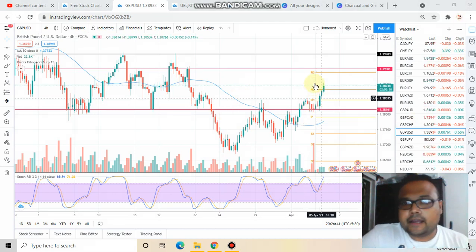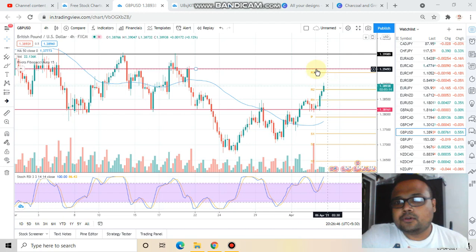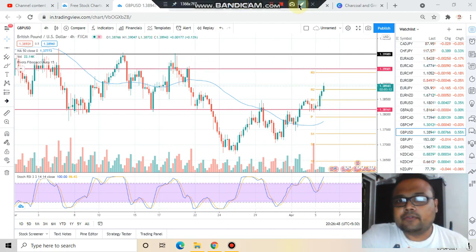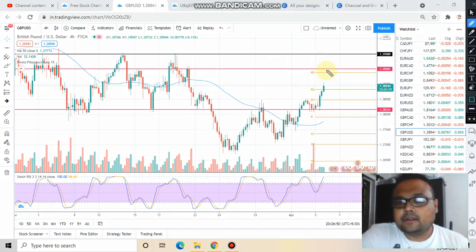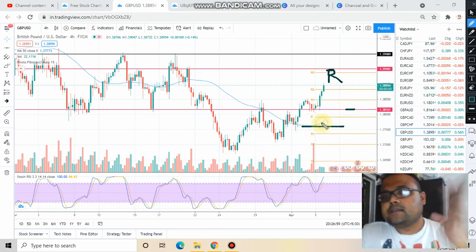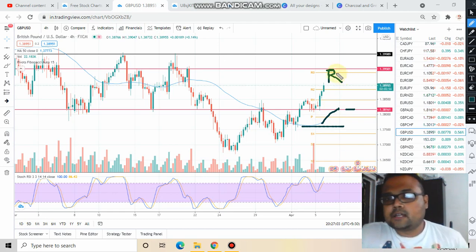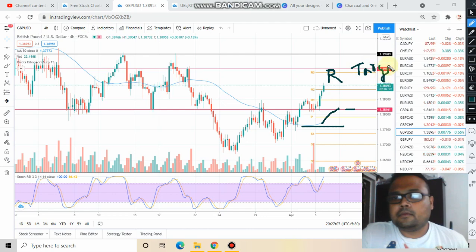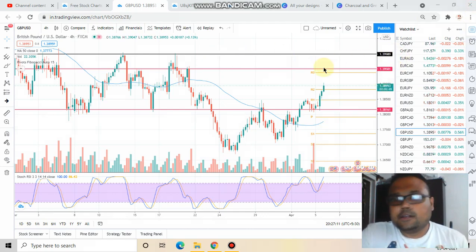Or on the other hand, if it goes up, then there is a chance that it will face resistance at this level. So if you enter here, or here, or just about the 50 moving average, this will be your first target, and this will be your second target. Your second target is very important.